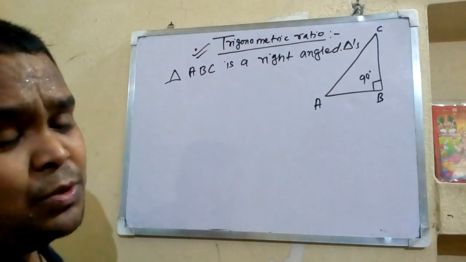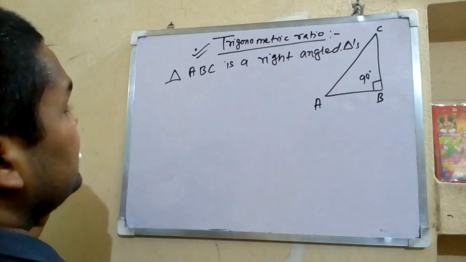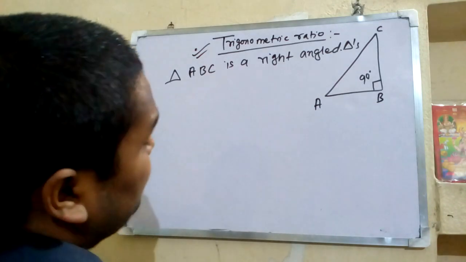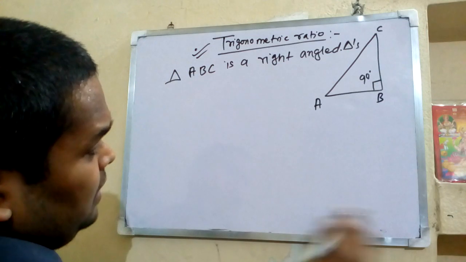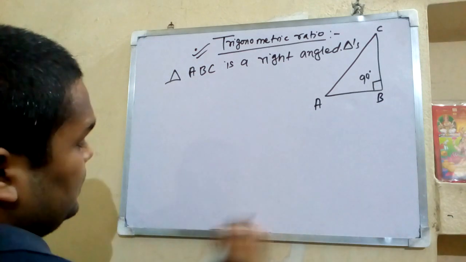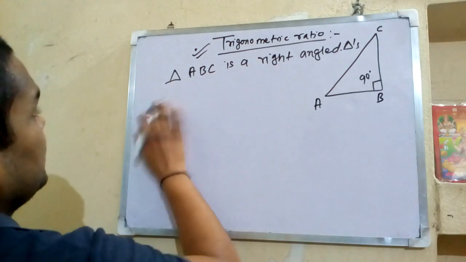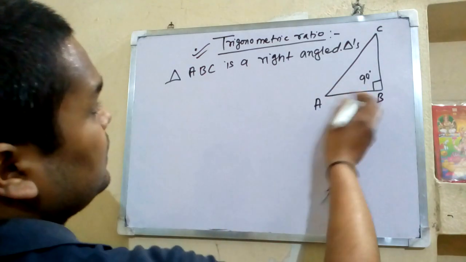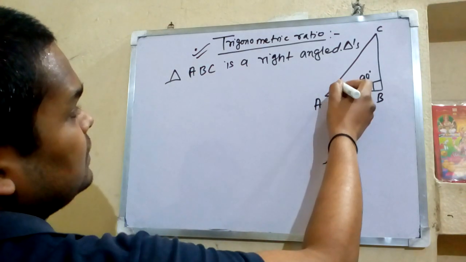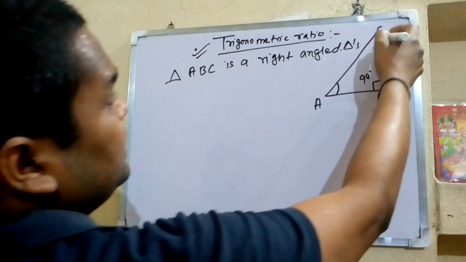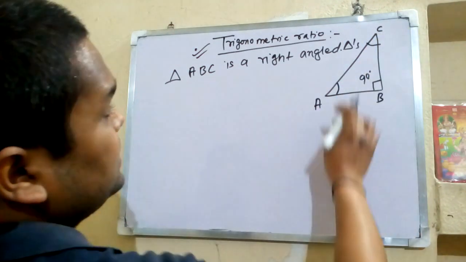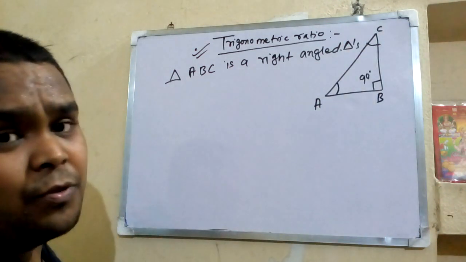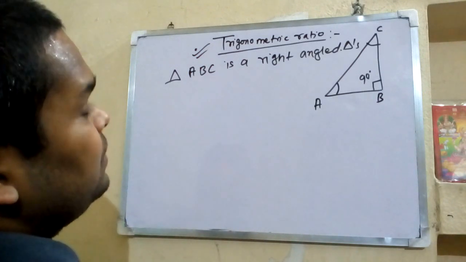Before we start finding trigonometric ratios, one thing I must say: this angle is 90, which means the other two angles will be 45 and 45.